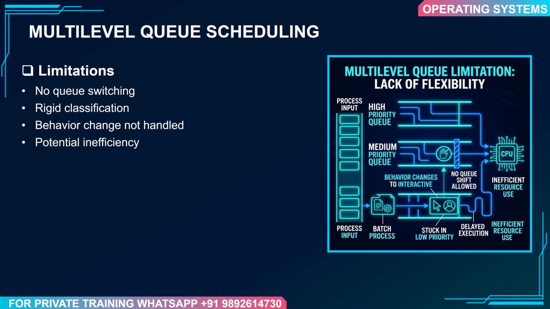However, multi-level queue scheduling is not perfect. One major limitation is the lack of flexibility. Since processes cannot move between queues, a process that was initially categorized as low priority will always remain there, even if its behavior changes. This can lead to inefficiencies. For example, a batch process that suddenly becomes interactive cannot shift to a higher priority queue.